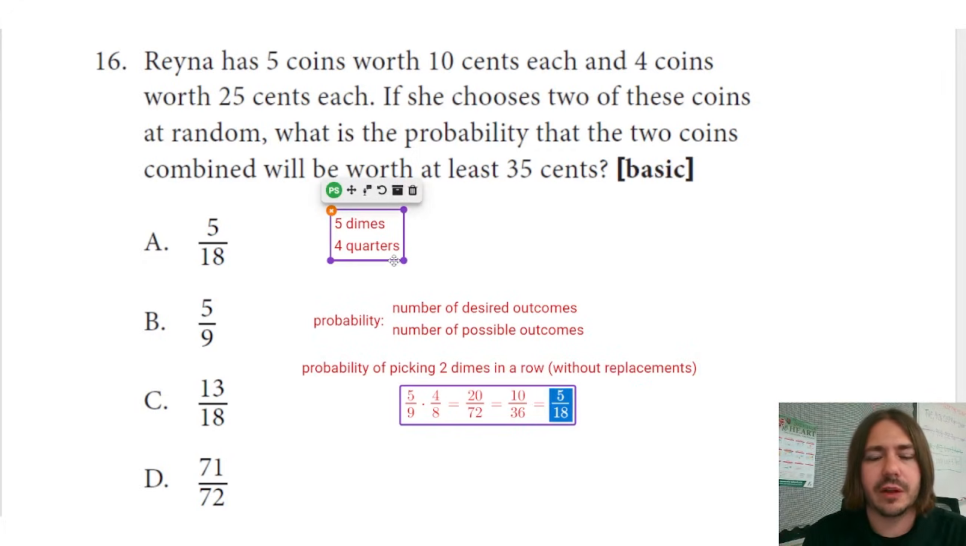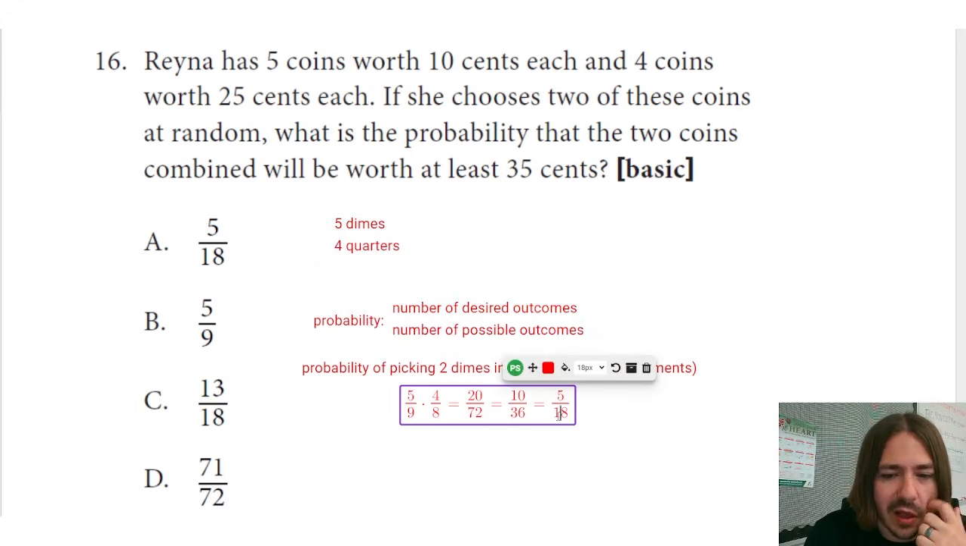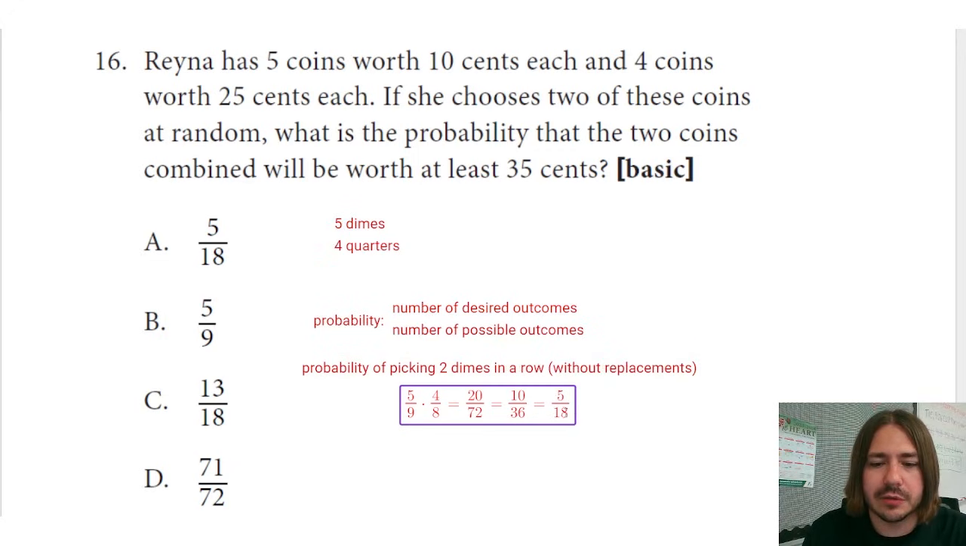Now we want kind of the other side of that, right? We don't care about that, but the question here is asking, what is the probability that you get at least 35 cents? And so that's going to be all the other possibilities, right? There's a total of 18 possible outcomes here, where 5 of them are going to be picking 2 dimes in a row.